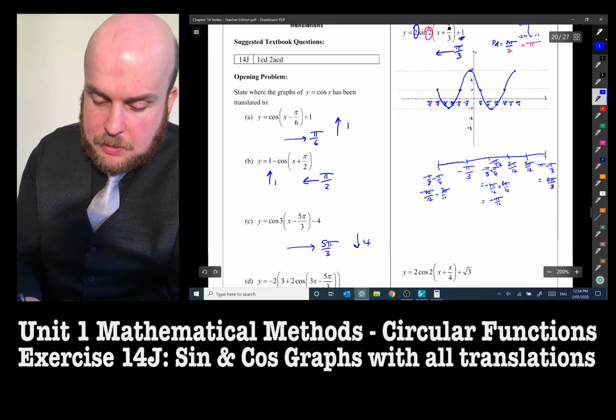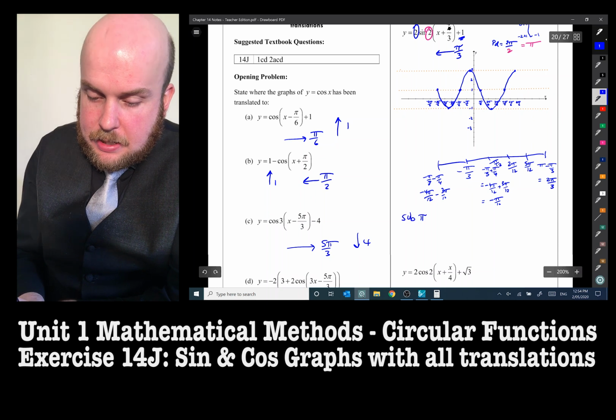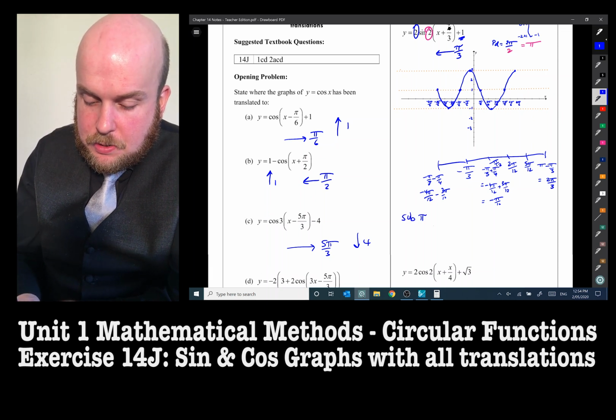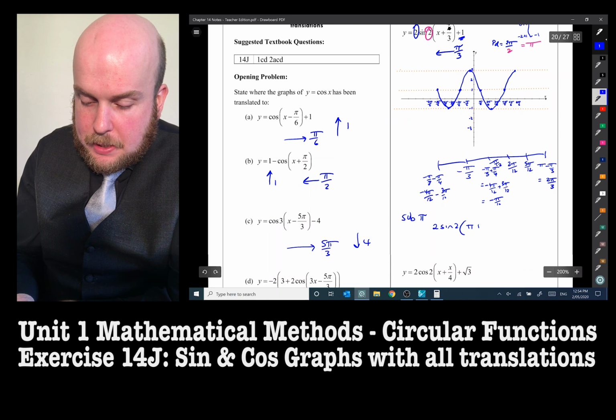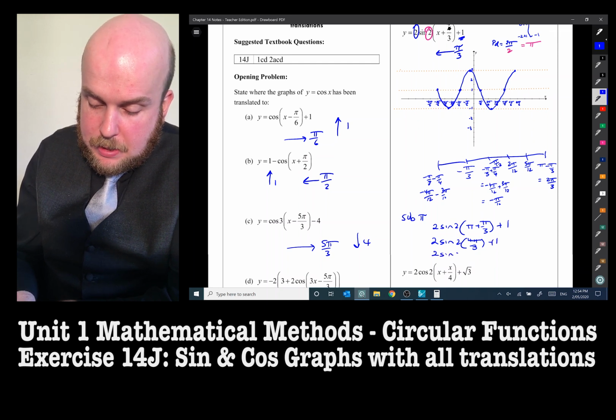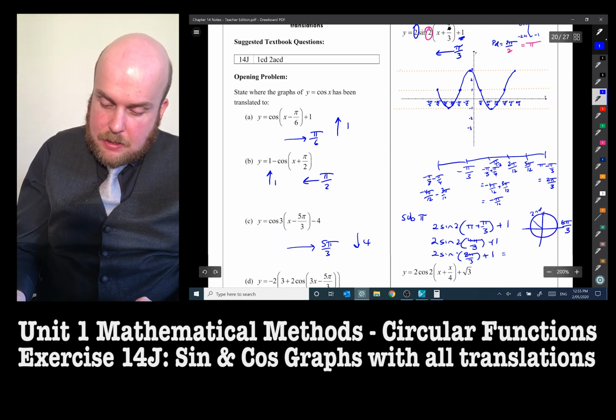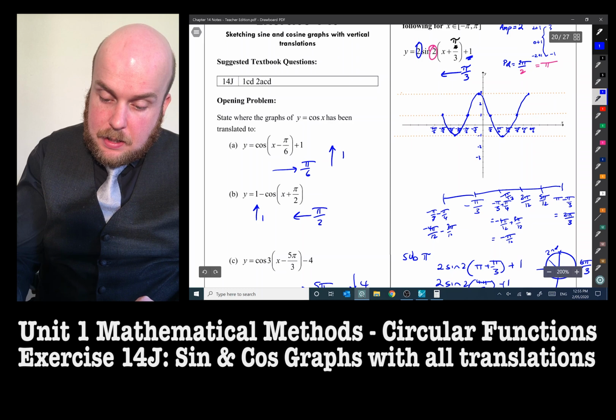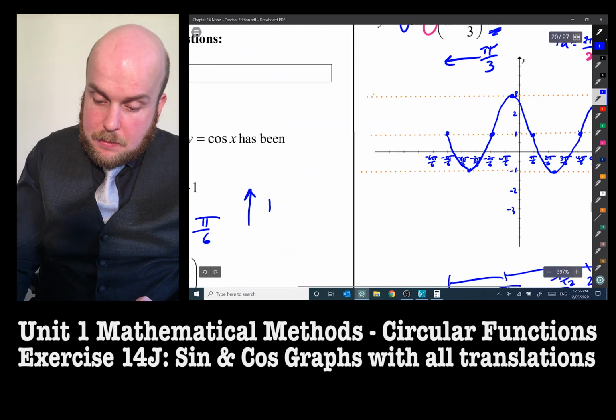So we can substitute pi in here. So this is going to be 2 sine of 2 pi plus pi on 3, plus 1. 2 sine of 4 pi on 3, plus 1. 2 sine, and that's going to be the same as 8 pi on 3, plus 1. So this is going to be 2 times root 3 on 2 plus 1. It's going to be root 3 plus 1. So the final point is going to be about here.